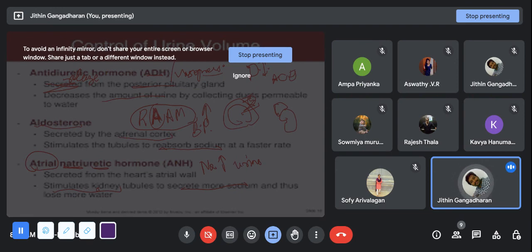In case of aldosterone, what happens? Sodium is decreased in the urine. Why? Because there is a reabsorption of sodium. In ANH hormone, there will be an increase in sodium excretion. Fine.